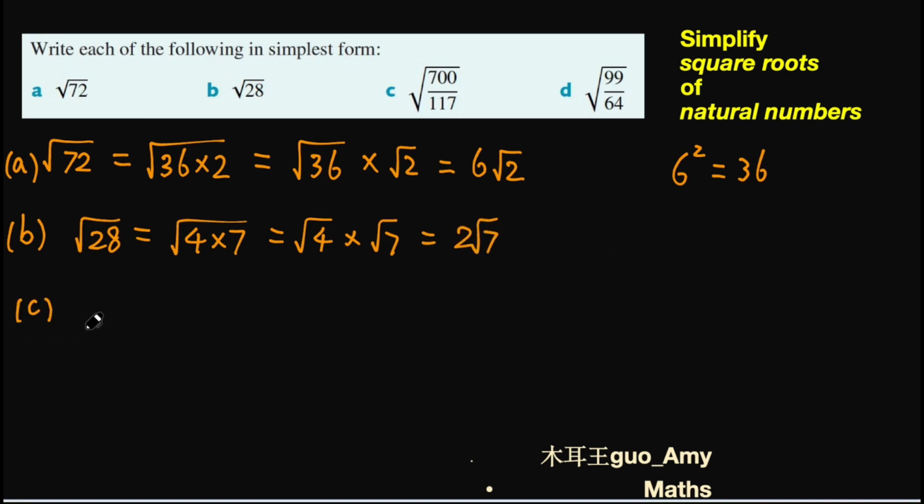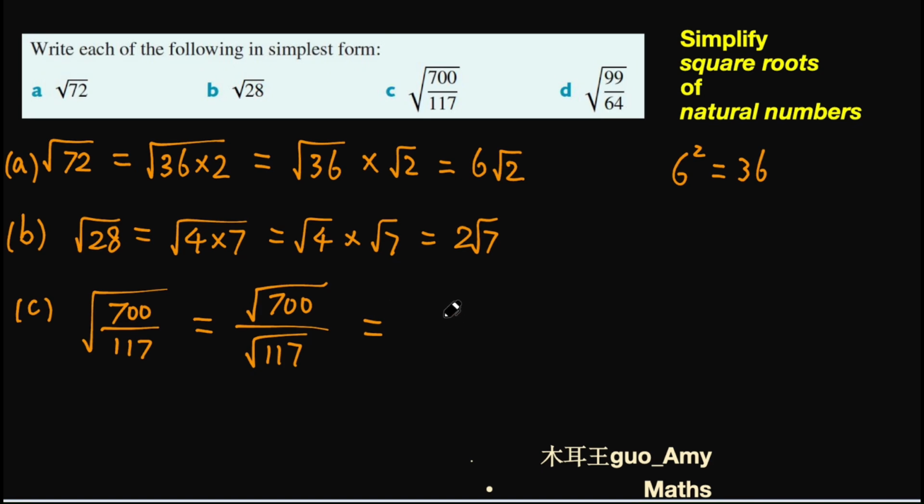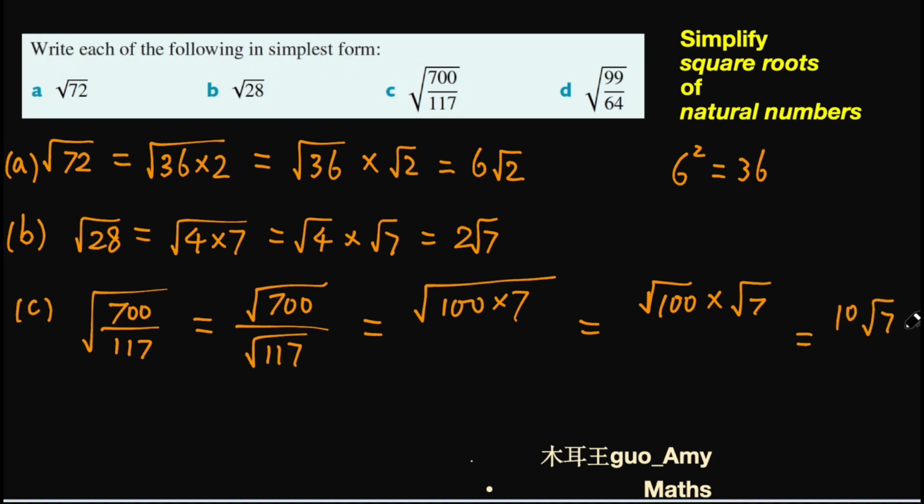Now let's look at part C. We have root 700 over 117. For this one, we can separate the numerator and denominator. So we have root 700 over root 117. Then for the numerator, root 700, it can be factorized to 100 times 7, and 100 is 10 squared, therefore it can be separated into root 100 times root 7, and root 100 is 10, so we get 10 root 7.